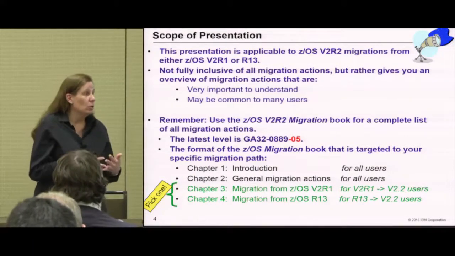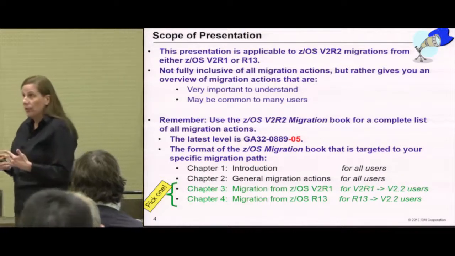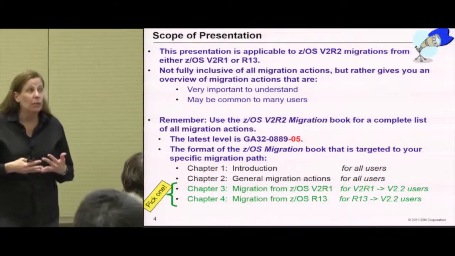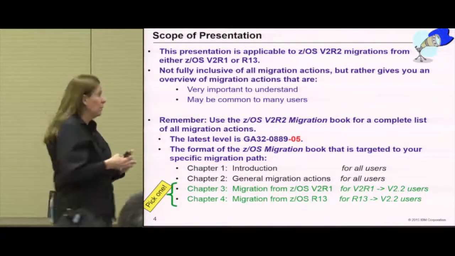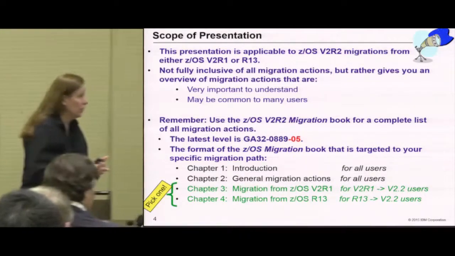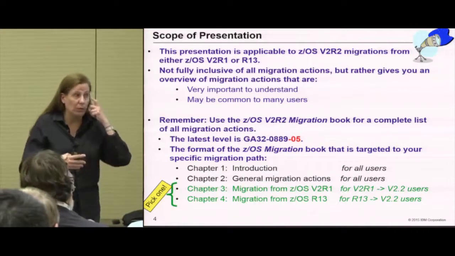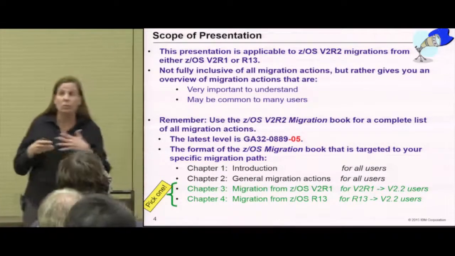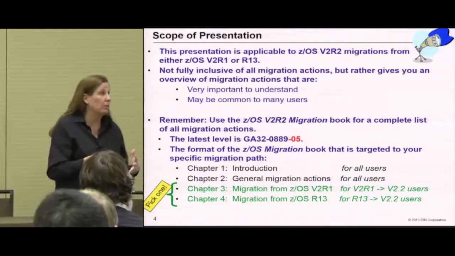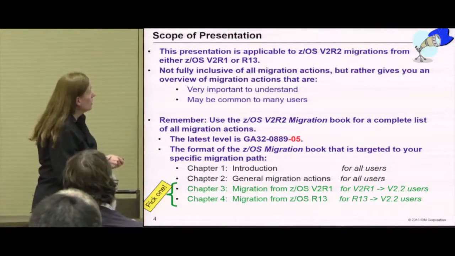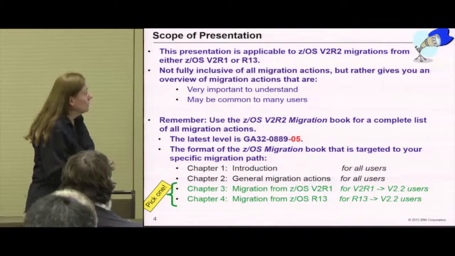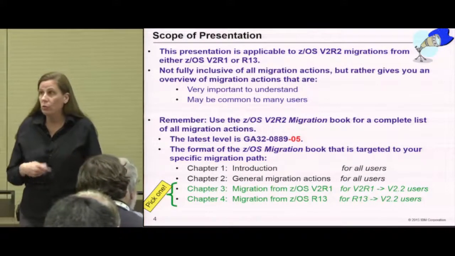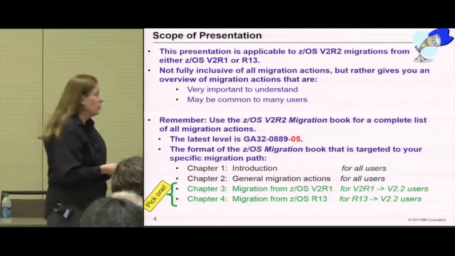We've also had some early support program customers who have hit a couple of migration actions that I'm going to highlight because they're common and you will probably hit them as well. So it's just a personal view of what I wanted to talk about in this hour. But remember that you do have to use the book for the complete list of migration actions. The z/OS 2.2 migration book's dash level is -05, so make sure you have the latest and greatest migration book.